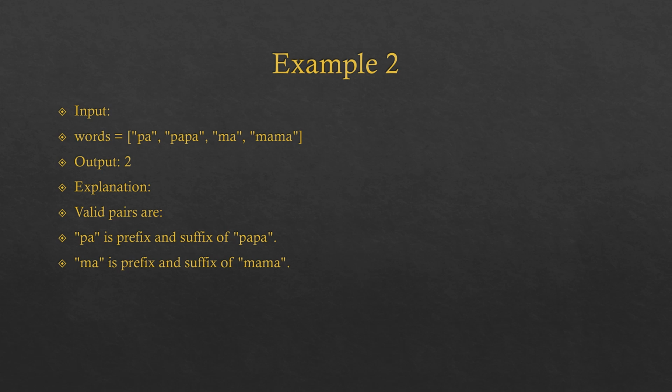Let's move on to another example. In this case, we have the words pa, papa, ma, mama. Here, the valid pairs are: pa is a prefix and suffix of papa, and ma is a prefix and suffix of mama. So the output is two valid pairs.